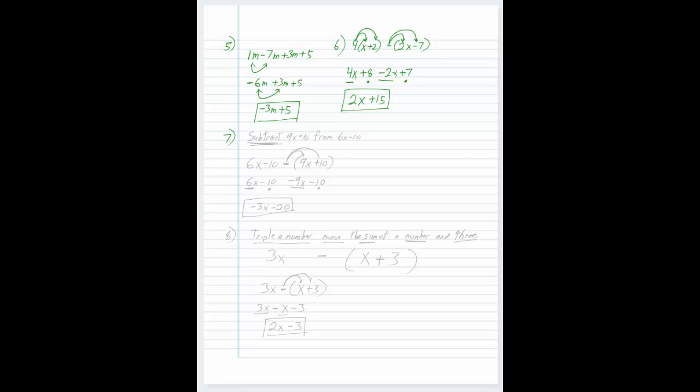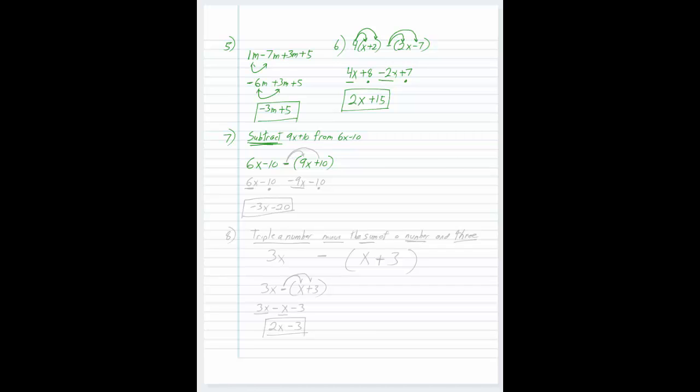Alright, for number 7, it says subtract 9x plus 10 from 6x minus 10. Alright, here's a key word. It's subtract. When you get a question like this on the test, what we're going to subtract is going to be the second part first minus the first part. So we're going to do 6x minus 10 minus parentheses 9x plus 10.